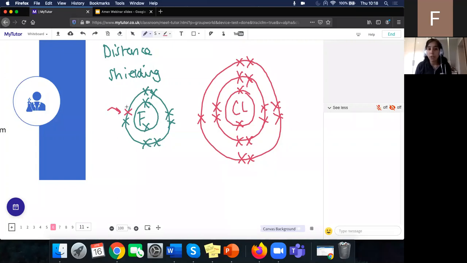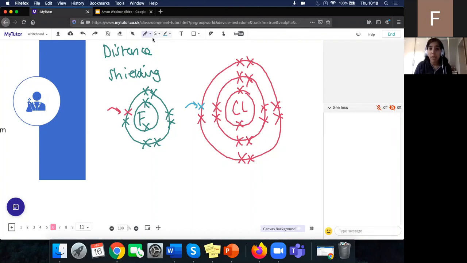So there's more electrostatic attractive force between the protons and the electron that needs to be gained. Whereas in chlorine, if we want to gain that electron here, there's less electrostatic attractive force because it's further from the nucleus. So it's harder for this electron to be gained, because if we want to gain an electron, there needs to be some pull from the positively charged protons. So that means that fluorine is more reactive than chlorine because it's easier for it to gain that electron due to the distance. So that's the first reason.